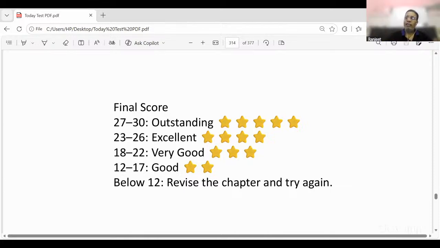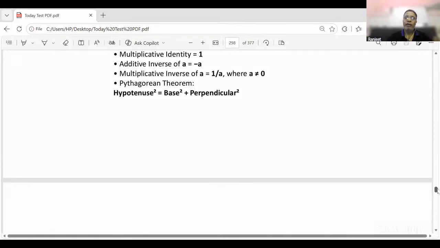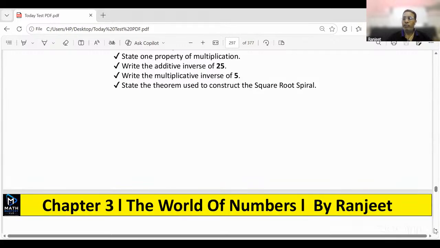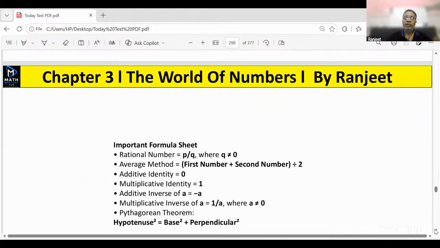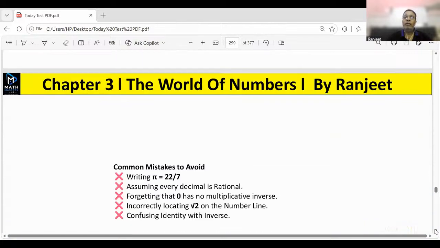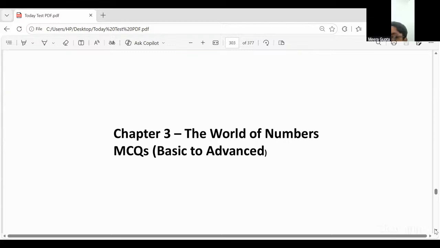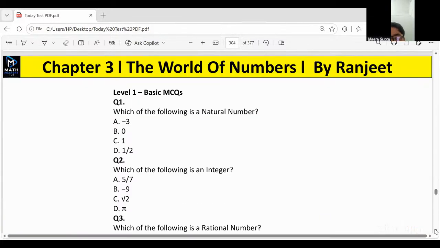Okay. In the test, you have the answer. I have given the same question. It's in the question. Look at it, sir. On which page number is the square root spiral given?